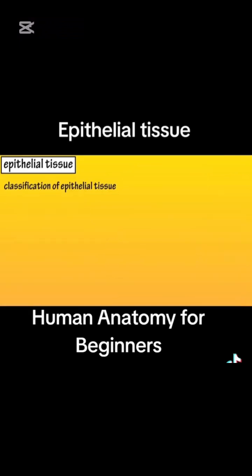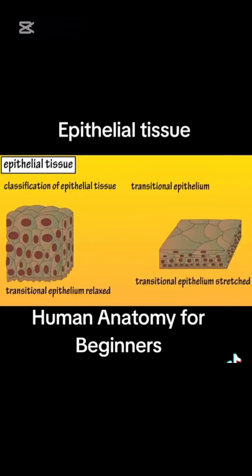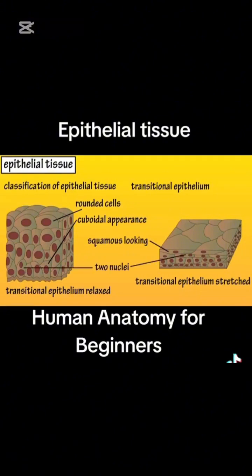Two other notes regarding epithelial tissue. There is also transitional epithelium, which can be in a relaxed or stretched state. In a relaxed state, they have umbrella-looking rounded cells at the top apical surface, and the bottom basal cells appear cuboidal. In a stretched state, the top cells flatten and appear squamous. Some of these cells will also have two nuclei, and transitional epithelium is found in the urinary tract.